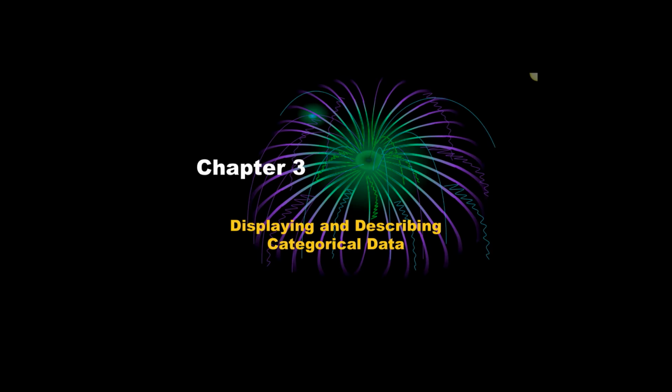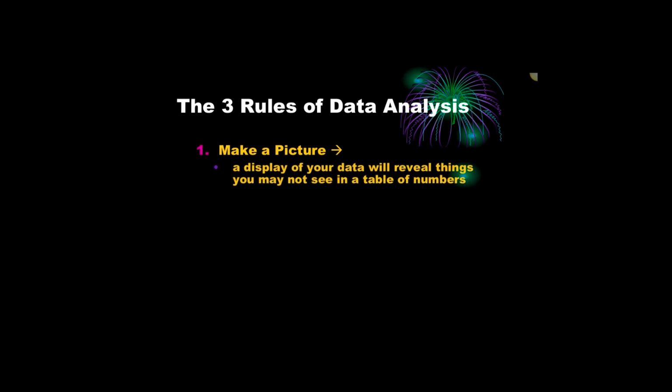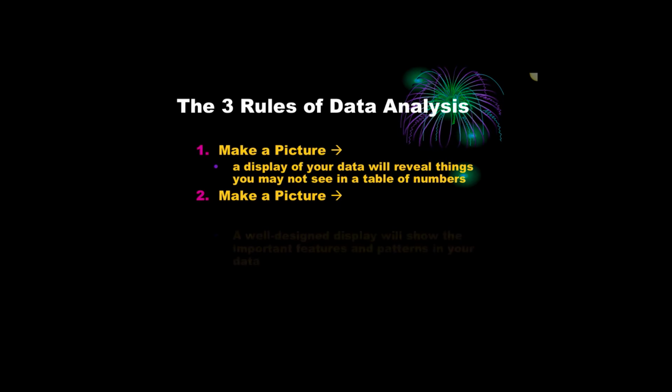Chapter 3. Displaying and describing categorical data. The 3 rules of data analysis are: number 1, make a picture. A display of your data will reveal things you may not see just in a table of numbers. The second rule is also make a picture.